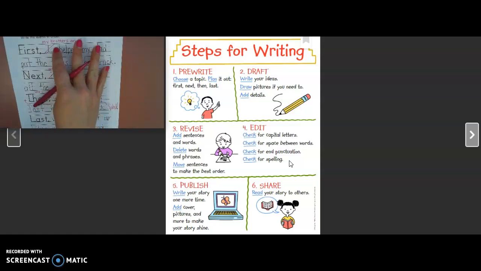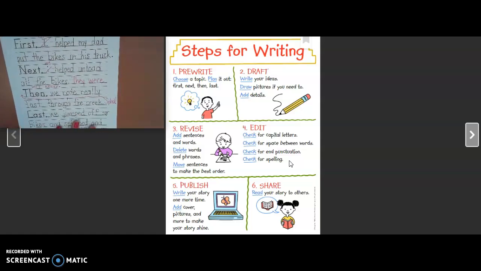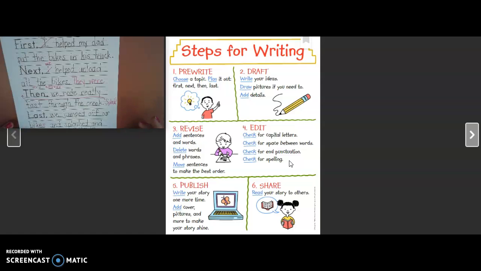So you have your story ready. It's revised and it's edited. I made sure that there are punctuation marks at the end of my sentences. So now, tomorrow, I'm ready to write this over again in my best handwriting. And I'm going to publish, which is step number 5 when we're writing a story.